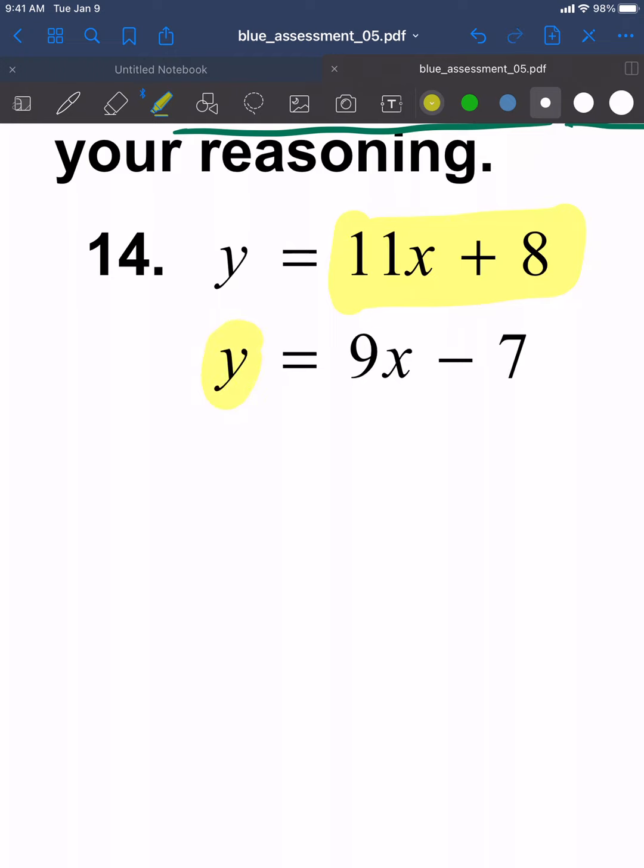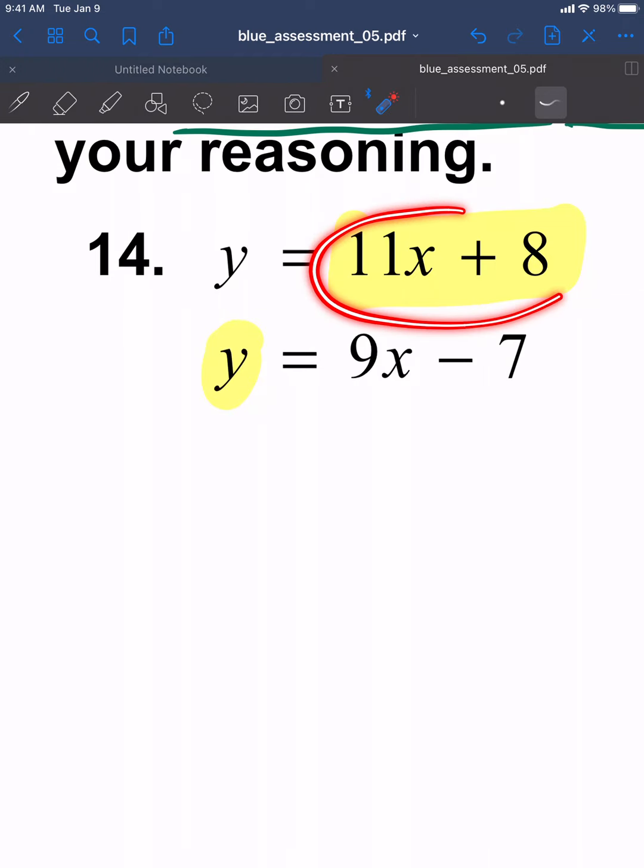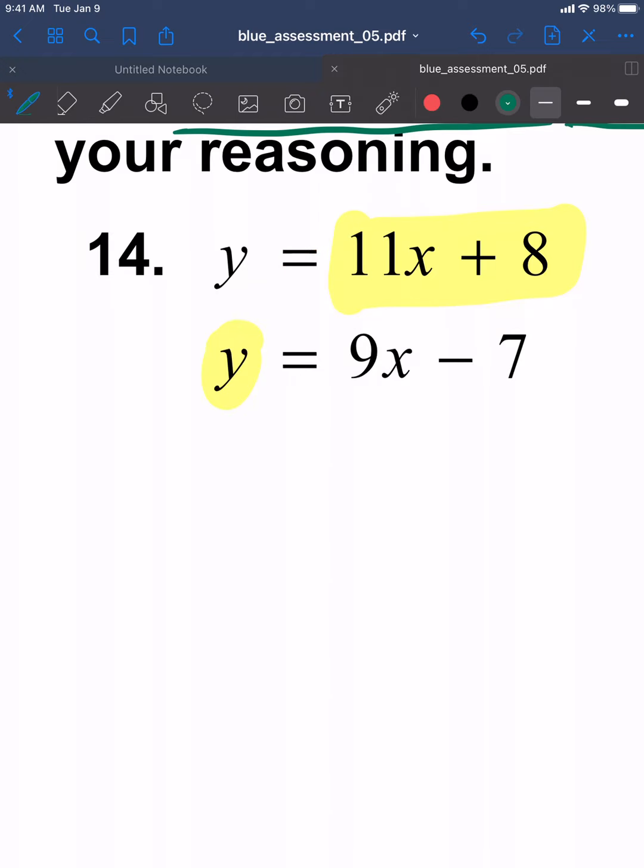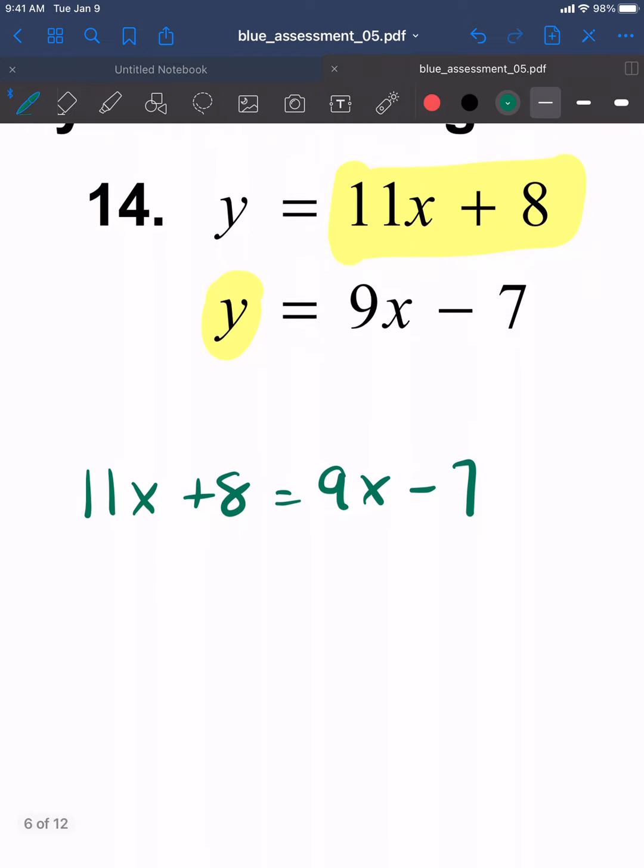We have y equals x plus 11. Okay, I'm taking this whole chunk and just popping it in there for y. So it'd be 11x plus 8 equals 9x minus 7. 11x plus 8 equals 9x minus 7. How do I solve for x?